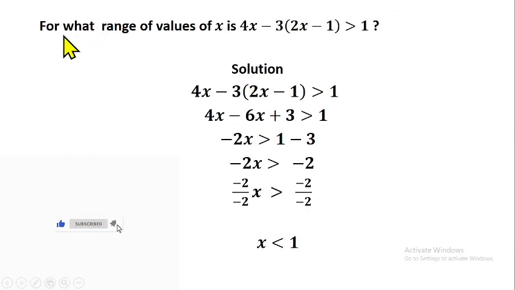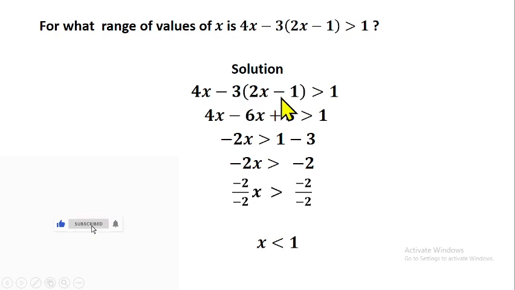Let's look at this question now. For what range of values of x is 4 minus 3 into 2x minus 1 greater than 1? Question mark. So in this question, you have to find the range of values of x. That is, you have to solve this inequality to get the range of values of your x. It's very simple. It's the same approach you take when you're solving a linear equation. This is the question given to us.